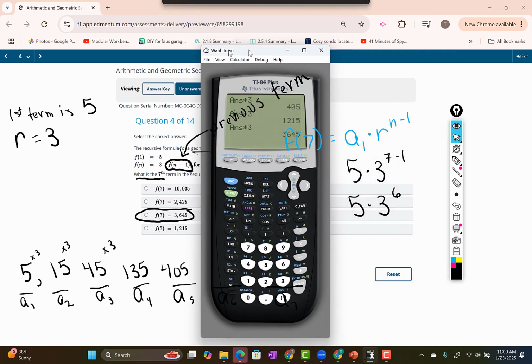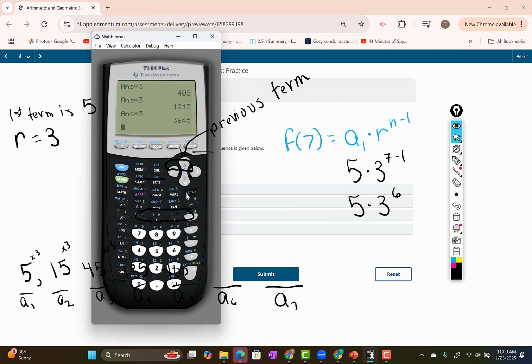Not a bad idea if you're not timed and you want to make sure you've not messed up, because it is easy to make a little mistake on these, to do it both ways just to make sure those answers match up. And yeah, we get 3,645 there as well.